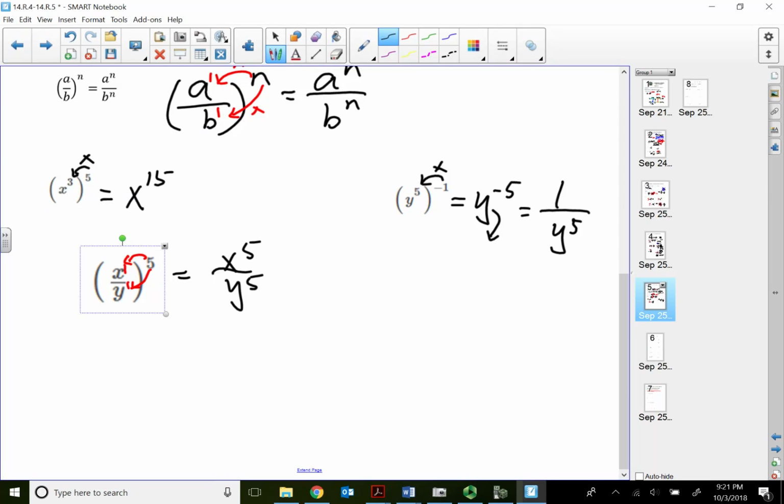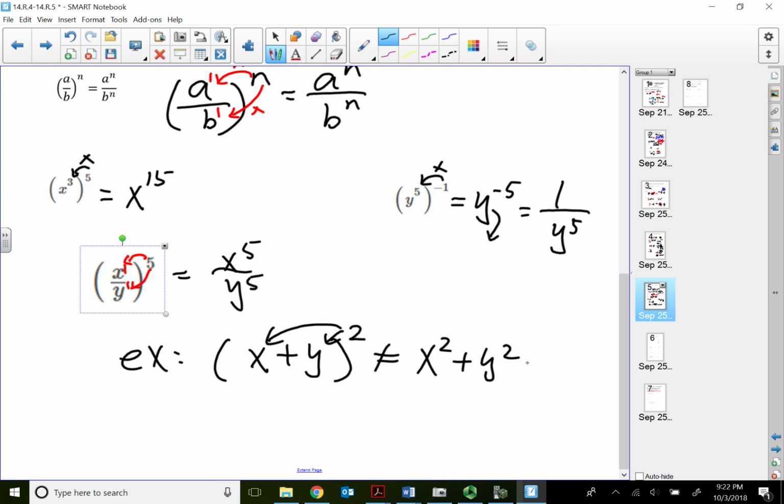Now let me give you this example real quick. If I have something like x plus y, the whole thing to the second power, this looks just like what we have here with a power rule. But it's actually not the same thing, because right now I have two terms in the parenthesis. If I have two terms in the parenthesis like this, I cannot use our power rule. I cannot say the exponent 2 will multiply the exponents on the x and y and give x squared plus y squared. That's actually very wrong.